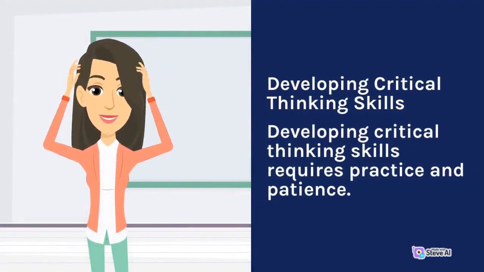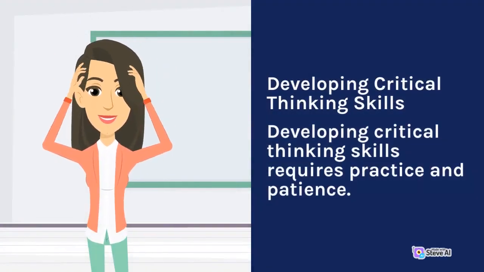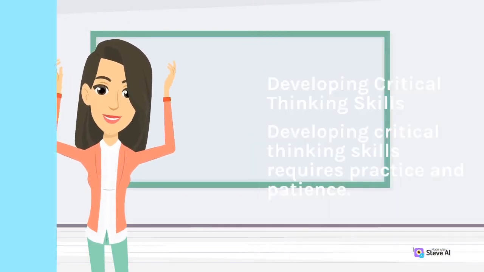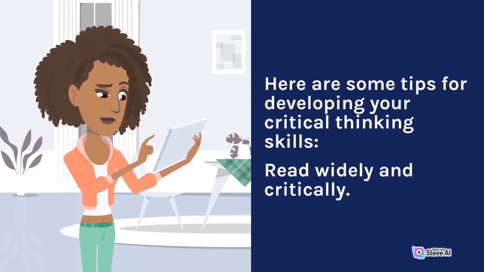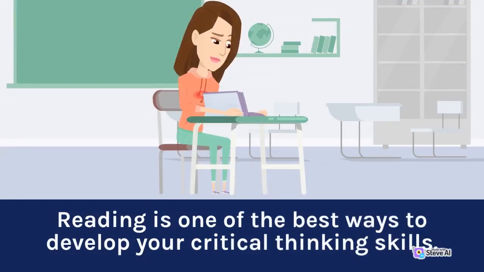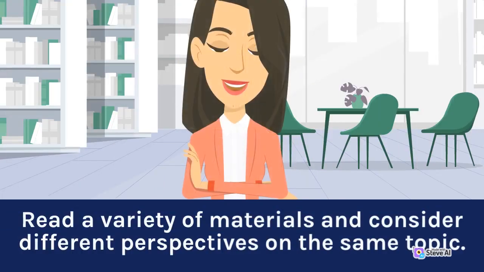Developing critical thinking skills. Developing critical thinking skills requires practice and patience. Here are some tips for developing your critical thinking skills. Read widely and critically. Reading is one of the best ways to develop your critical thinking skills. Read a variety of materials and consider different perspectives on the same topic.